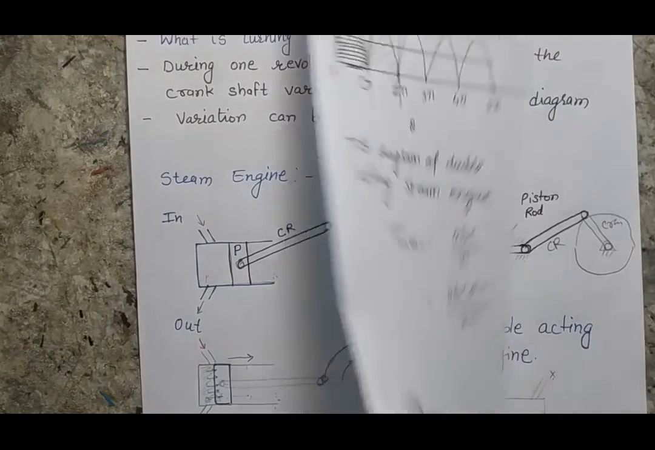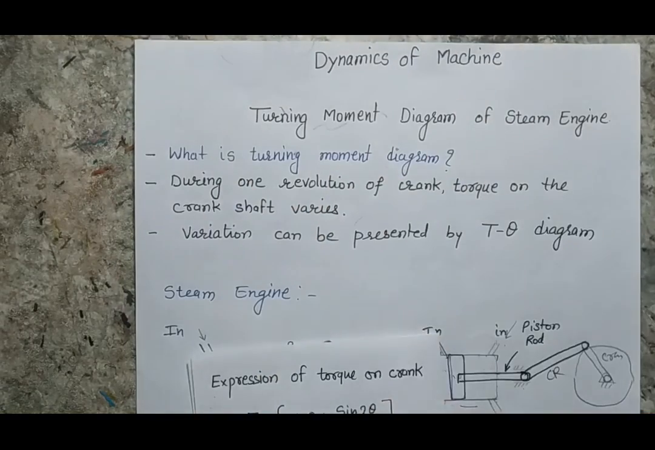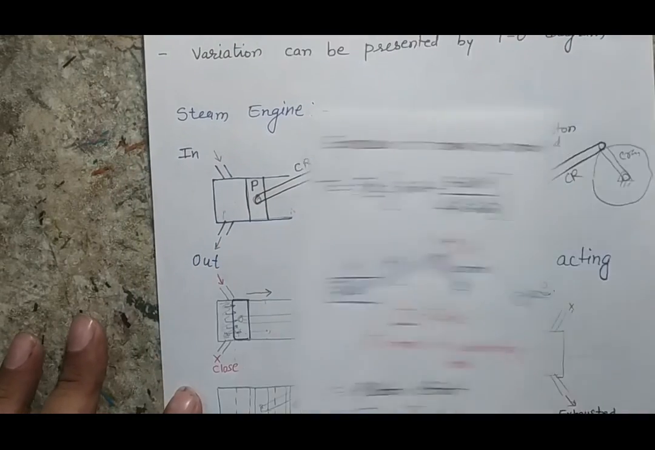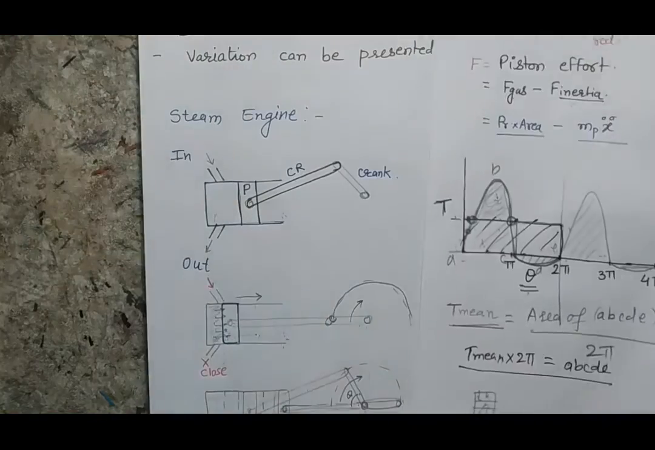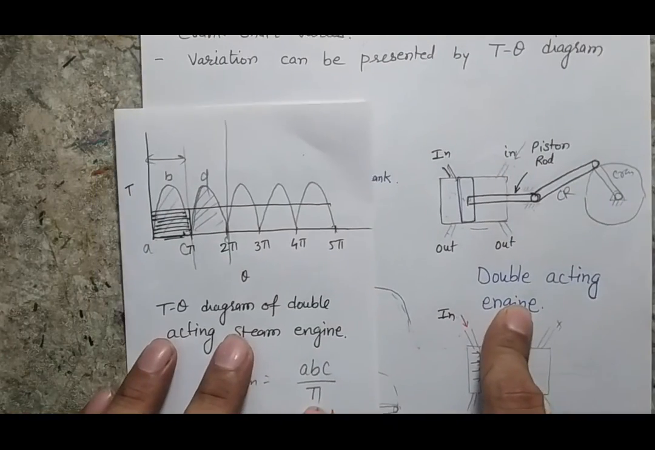I am just briefing this lecture: in this lecture we have studied the turning moment diagram of a steam engine. We have seen the working of a single acting steam engine, then the working of the double acting steam engine, then the turning moment diagram for the single acting steam engine, and here is the turning moment diagram for a double acting steam engine.